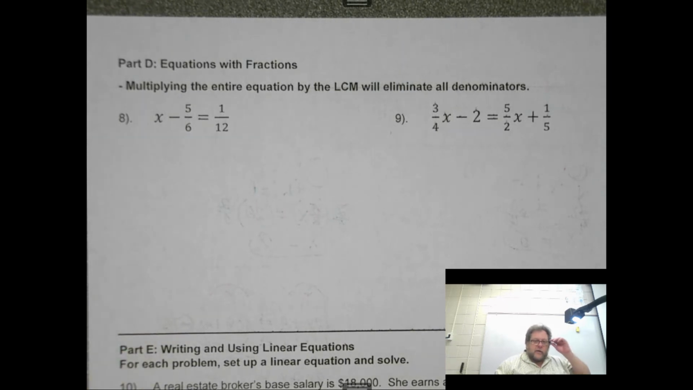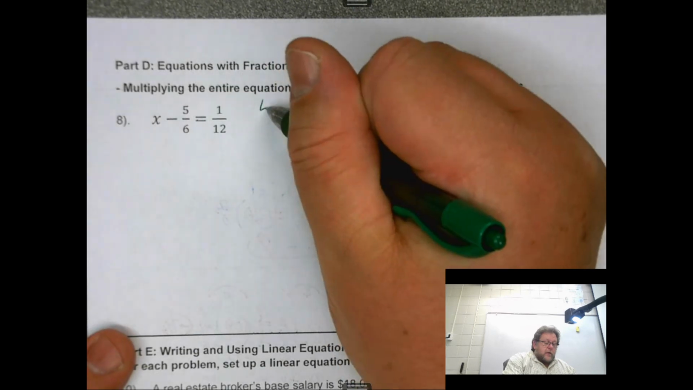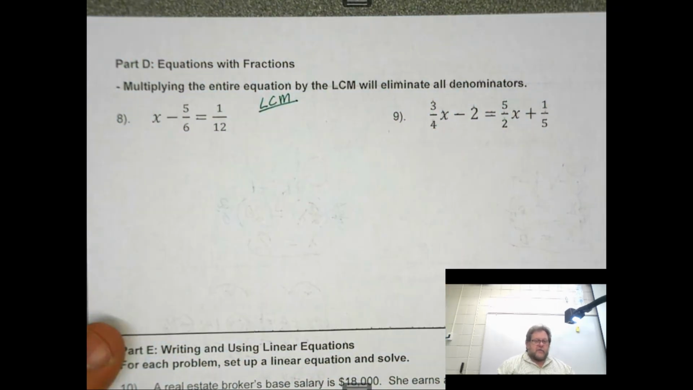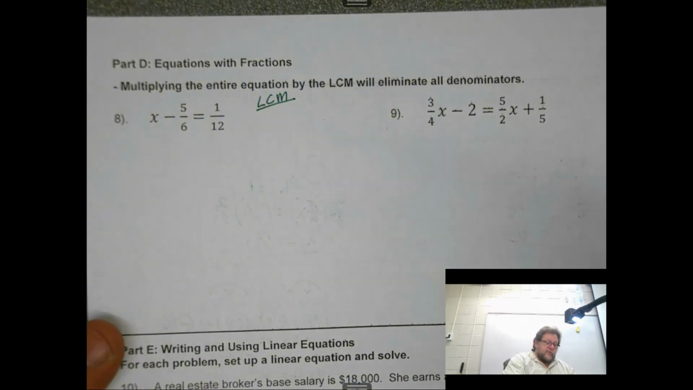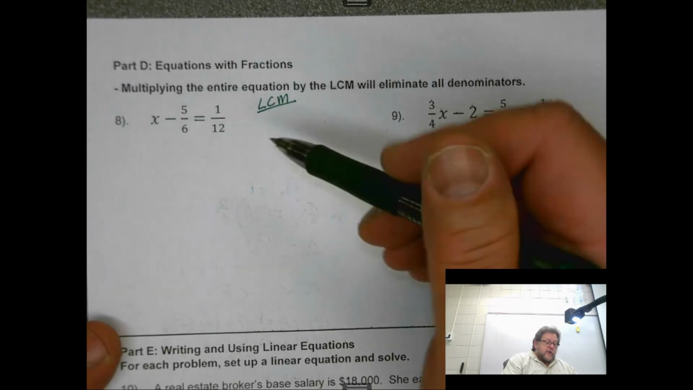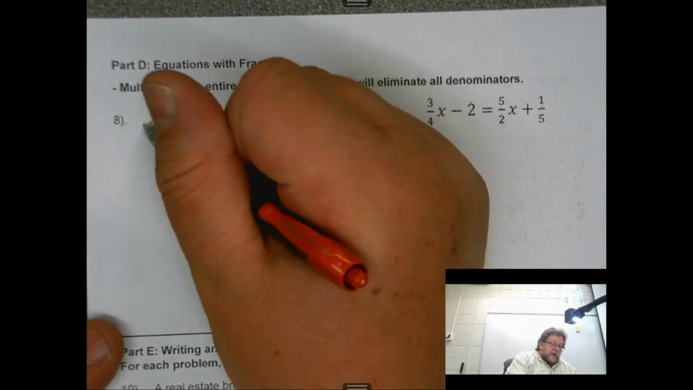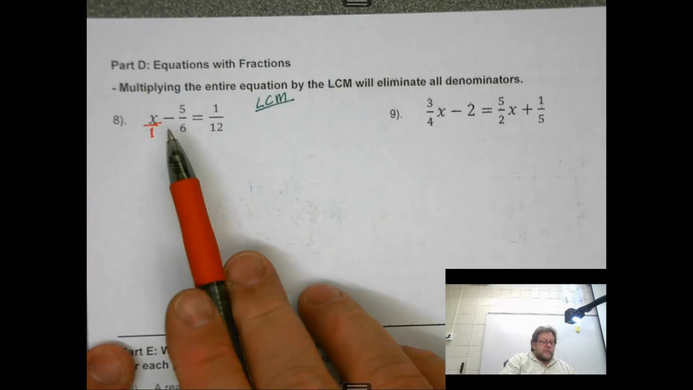So for the lowest common multiple, remember, any whole number, even x, is over 1. So my denominators are 1, 6, 12. I'm going to take my highest one, 12. Does 6 divide evenly into 12? Well, yeah, it does. 6 times 2 is 12. Does 1 divide? Well, 1 divides evenly into everything. So my lowest common multiple here is 12.